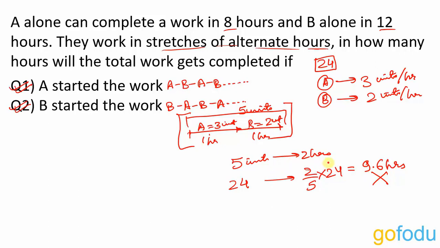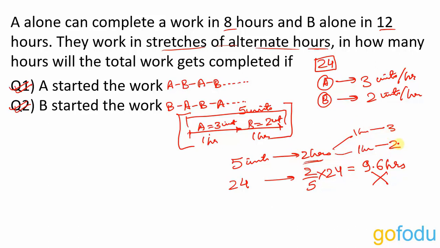5 units of work is done in 2 hours. 24 will be done in 9.6 hours if and only if these 5 units were done uniformly in 2 hours. But here the distribution is uneven. In the first hour, 3 units is being done. In the second hour, 2 units of work is being done. So in the first hour, more work is done than in the second hour. So we cannot do this calculation directly. We will have to go hour by hour, as work done every hour is not the same. For some hours it is 3 units, for some hours it is 2 units.